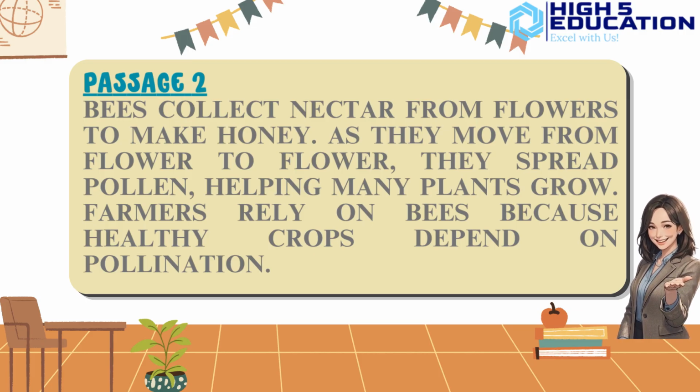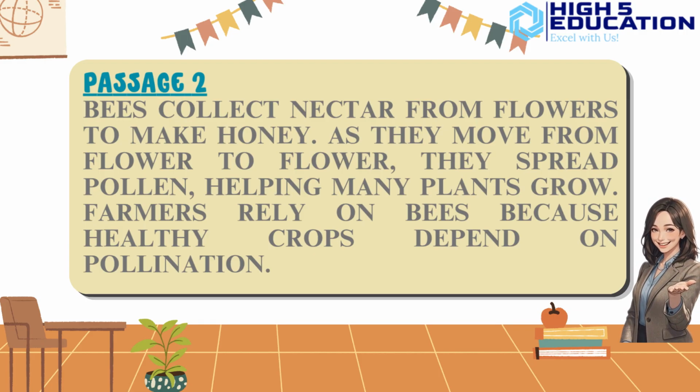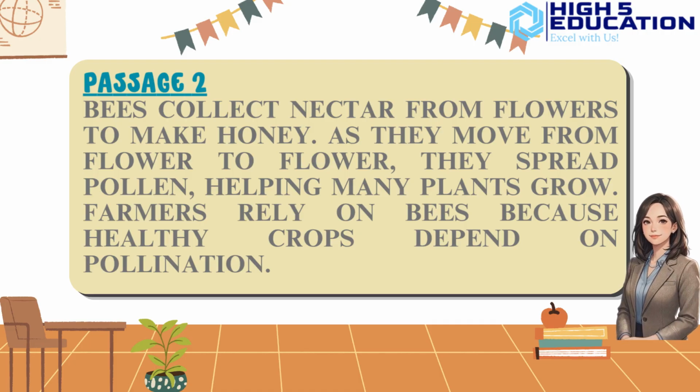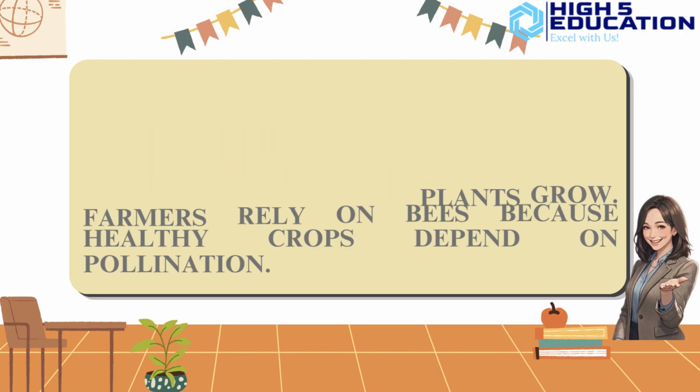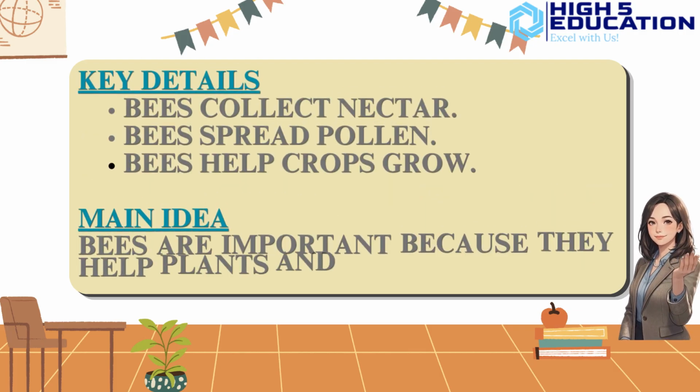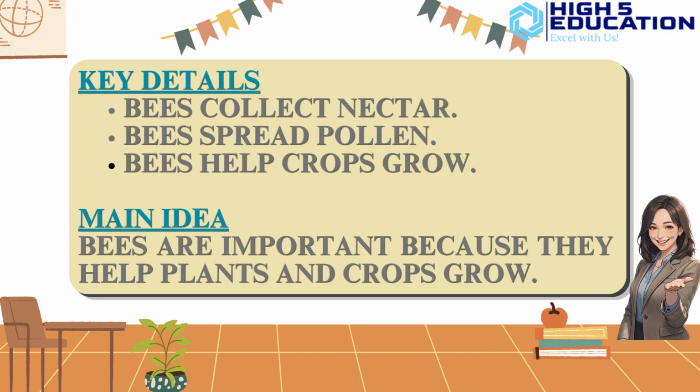Bees collect nectar from flowers to make honey. As they move from flower to flower, they spread pollen, helping many plants grow. Farmers rely on bees because healthy crops depend on pollination. Now, let's identify the key details. The important details are: bees collect nectar from flowers. Bees spread pollen as they move from flower to flower. Farmers rely on bees because pollination helps crops grow.